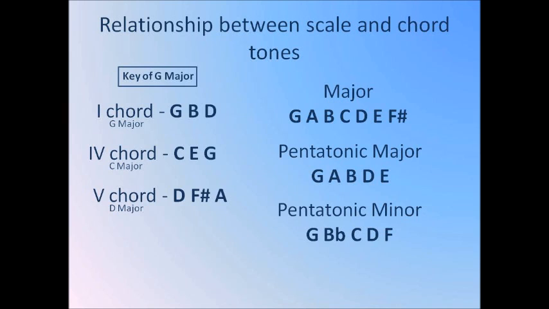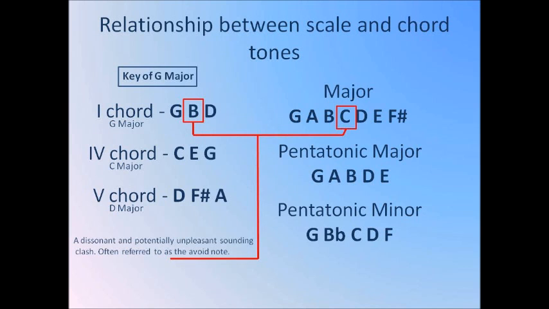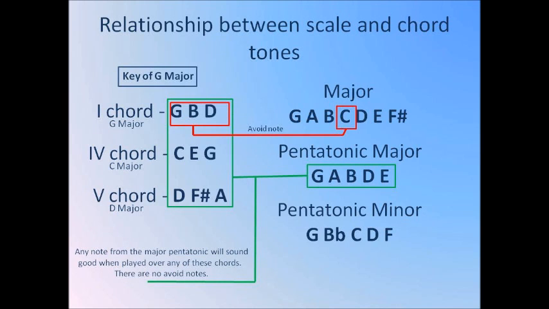Here's a diagram depicting our 1, 4, 5 chord progression in the key of G major, the notes that make up those chords, plus the major pentatonic and minor pentatonic scales in the key of G. Some scales, such as the major scale, contain what we might term an avoid note. That is, a note that when emphasised in a melody at a certain place in the harmony, it may sound unpleasant or out of place. And as this diagram illustrates, using pentatonic scales in a 1, 4, 5 progression avoids this potential hazard. Basically, playing the major pentatonic scale over any key in a major 1, 4, 5 progression will sound good. There are no avoid notes.